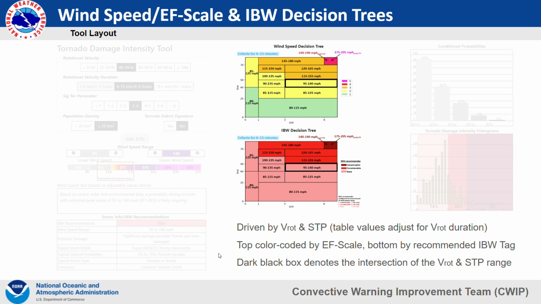The middle section of the tool is a set of decision trees, and these are identical in that they're driven by STP on the x-axis and VROT on the y-axis. The only difference is that the top one is color-coded by EF scale, and the bottom one is color-coded by the IBW tag recommendation for warnings. And the dark black box indicates where your inputs lie within this decision tree.